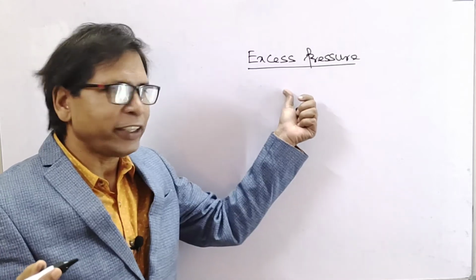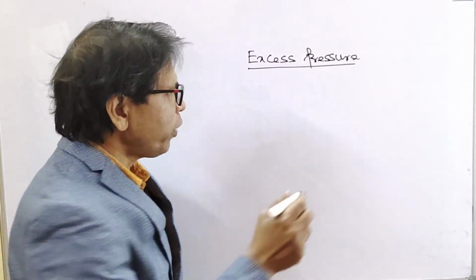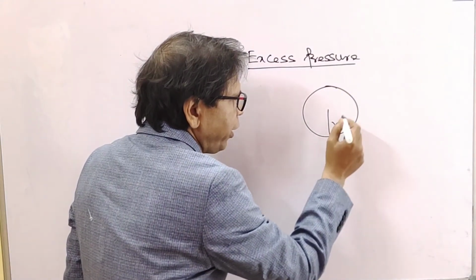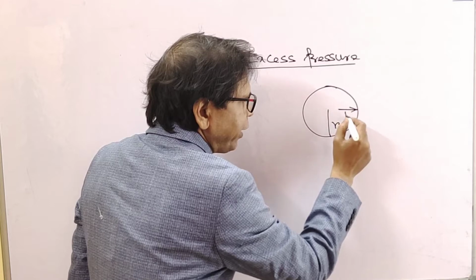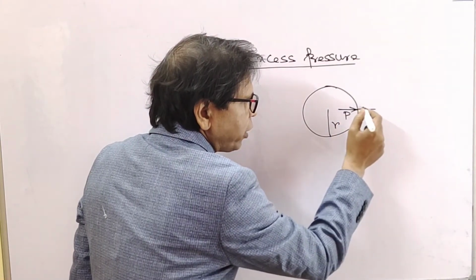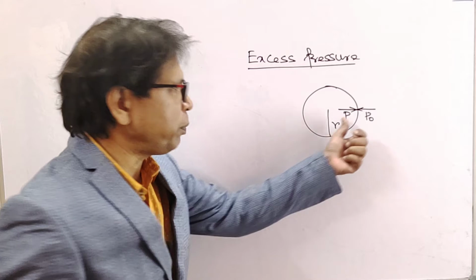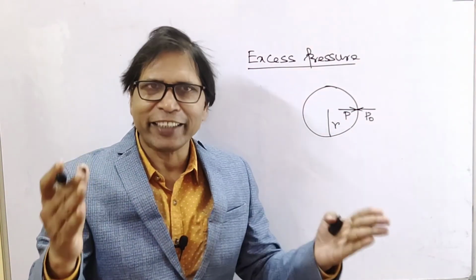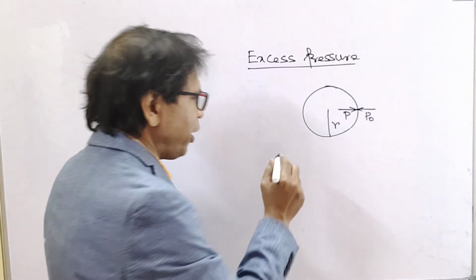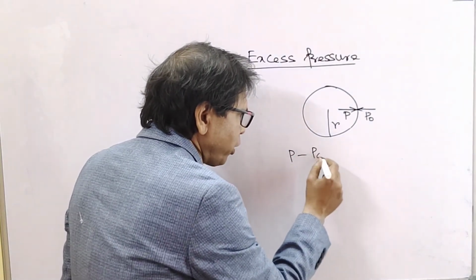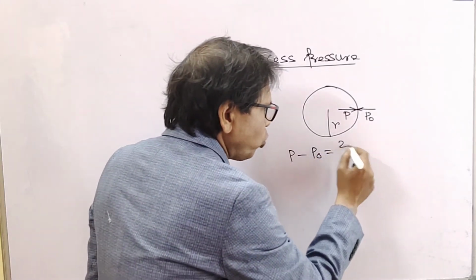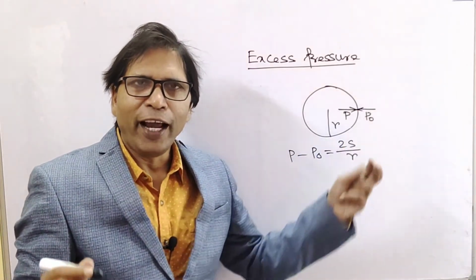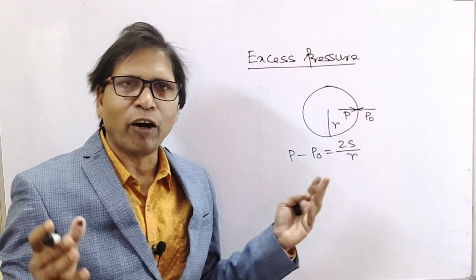Okay, now the excess pressure of a bubble. Look at this, a bubble of smaller radius has its pressure inside greater than the pressure outside. The difference of this pressure, that is P − P₀, is called excess pressure. So the excess pressure P − P₀ equals 2S/R, where R is the radius of this bubble and S is the surface tension of it.